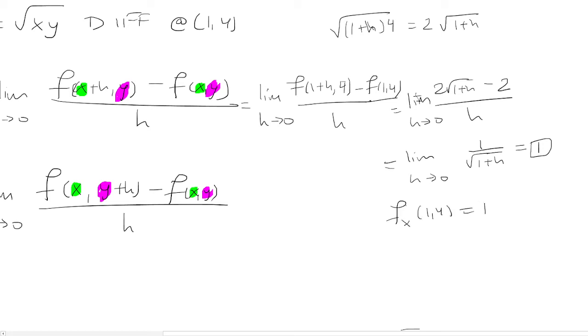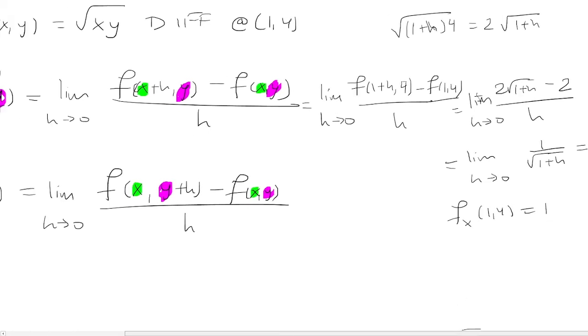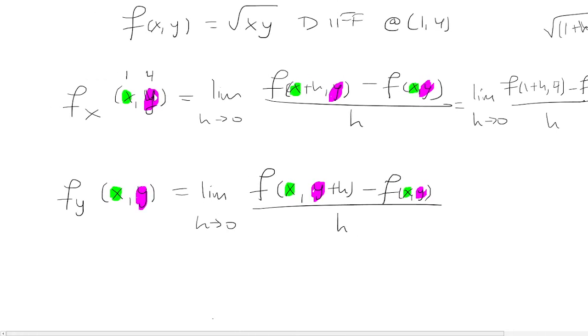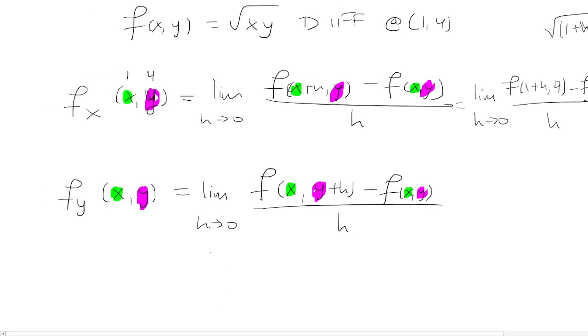Okay. So that means the first derivative with respect to x is continuous, in other words. The derivative is continuous. Now let's do the same thing for y. We're going to replace x with 1 and y with 4.